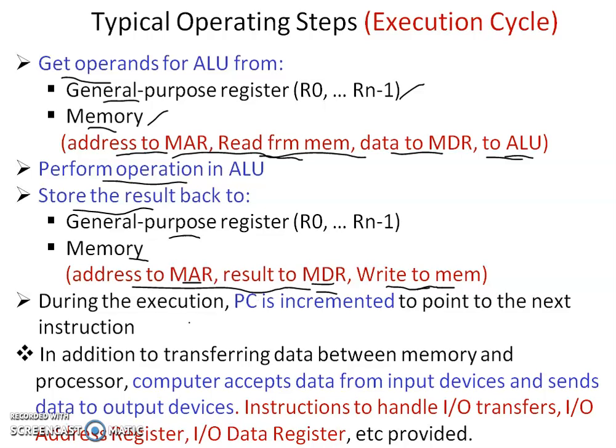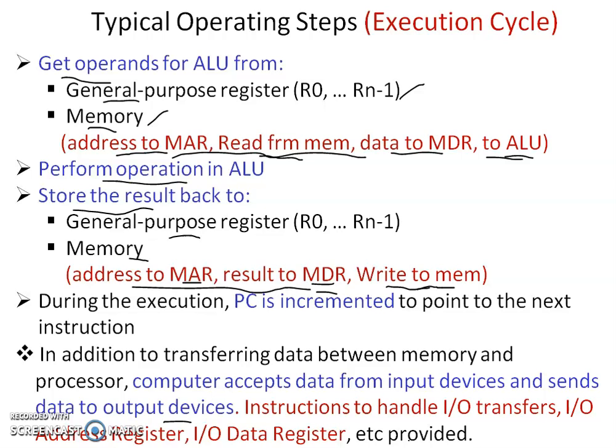Then during the execution, PC will be incremented to point to the next instruction. PC will be updated by 4. Once the instruction is fetched and it switches to the execution cycle, PC's value automatically gets incremented. So in addition to transferring data between memory and processor, the computer accepts data from the input devices and sends data to the output devices. For instructions to handle I/O transfers, the I/O address register, I/O data register, etc. are used.